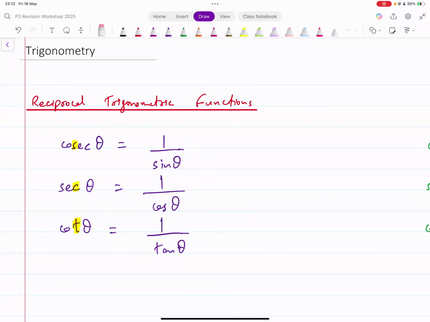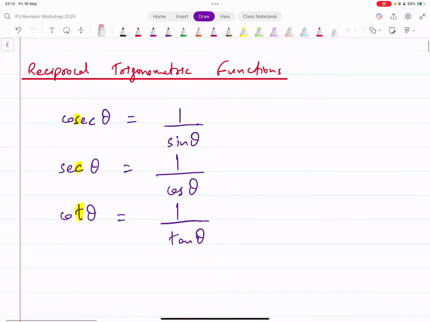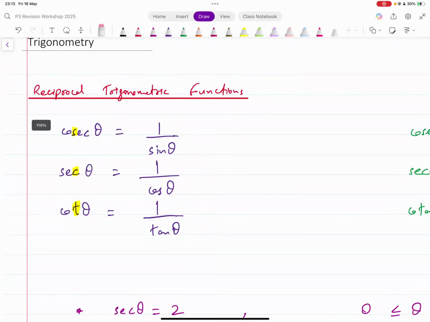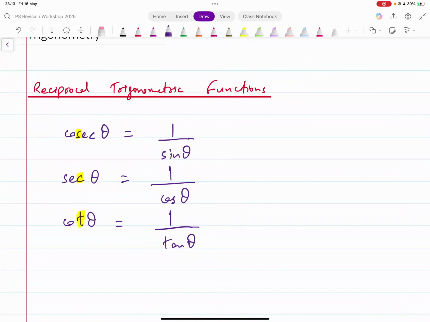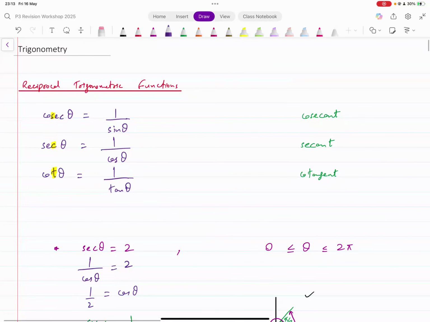Now, the way to remember these is sometimes cosecant and secant, they get mixed up. Look at third letters. Third letter for cosecant is S. That's the reciprocal of sine. Third letter for secant is C. That's the reciprocal of cos. Third letter of cot is T. That's the reciprocal of tan. That's one way that you can use to remember this in case you end up mixing them up sometimes. So these are three new functions that we've got. These are called reciprocal functions.